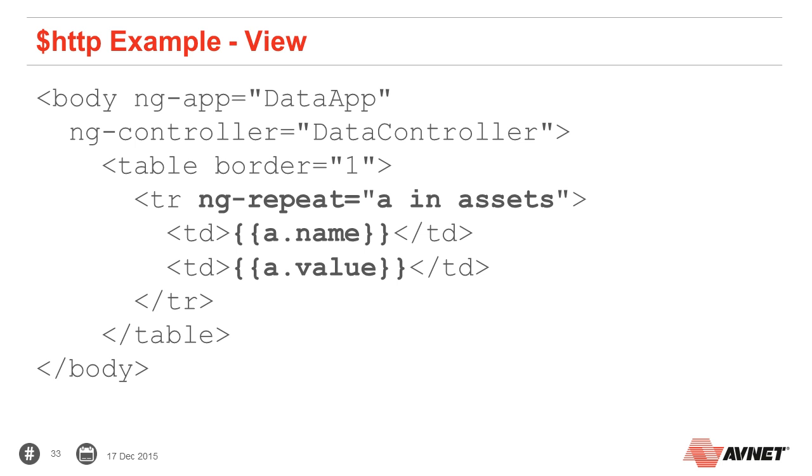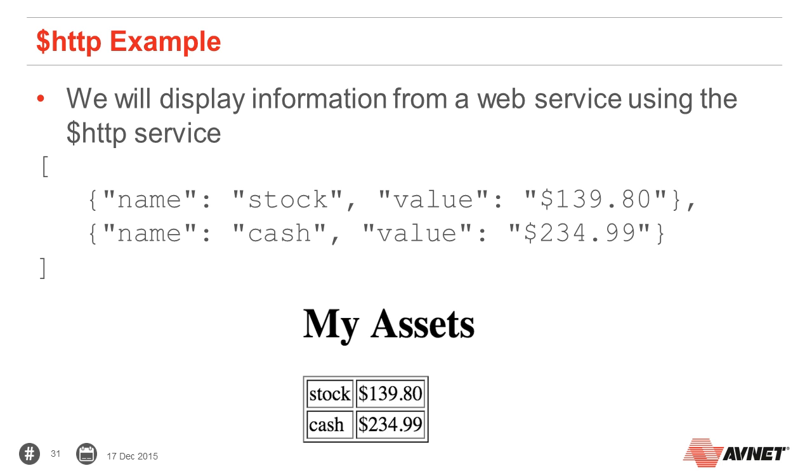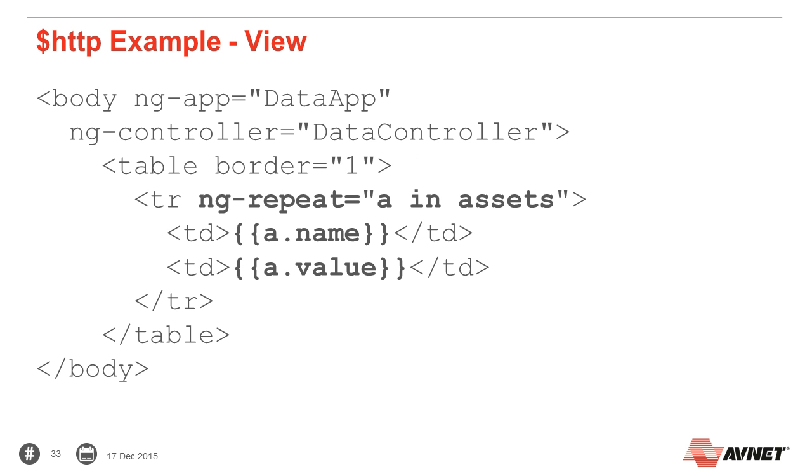They will be stored inside of a variable here called a. And then we want to display, using our bindings, the name and the value, which again are going to correspond with stock and 139.80, and for that matter, cash and 234.99. So we'll create these two rows that we see here. Now the ng-repeat directive is a special directive. It manipulates the DOM, and it repeats the element that it's nested inside of and any of its children. So this tr tag will be repeated in this case twice, and each one will have two columns, which will have the name and the value properties of our asset.